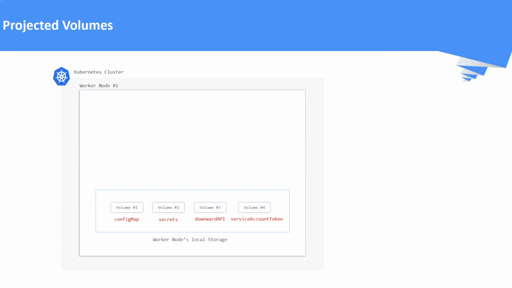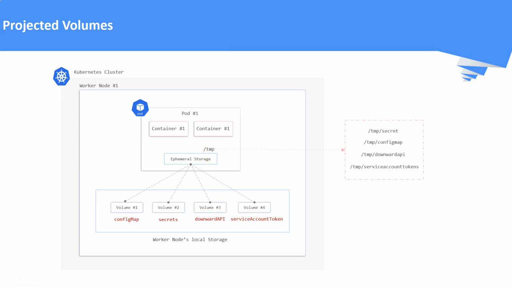Projected volume. A projected volume maps several existing volume sources into the same directory within the pod. In the case of projected volumes, the volume sources can be configMap, secret, downwardAPI, and serviceAccountToken. These are the supported volume sources that can be projected. These individual volumes are projected into a single directory within the pod. So, within the pod's temp directory, we can see all the data of these volume sources, that is, secrets, config maps, downward API, and service account tokens.